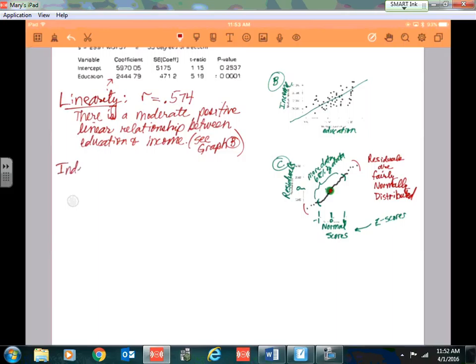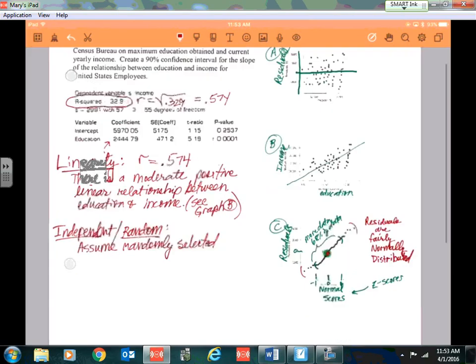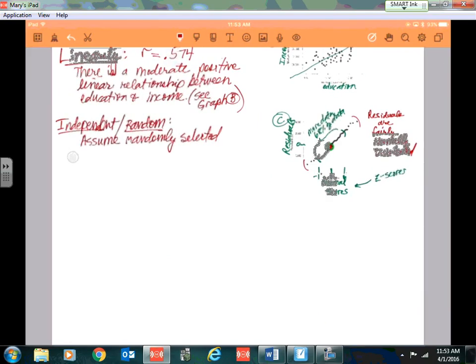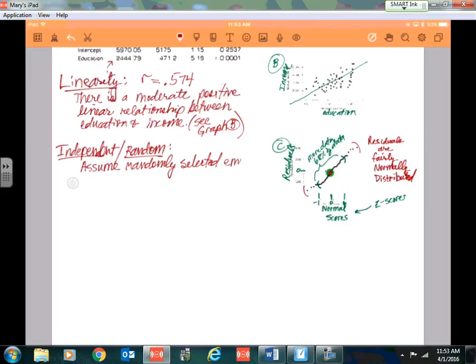Good. Independent and random. Now I'm about to just write down what I would put, and it's pretty generic. It's not even in context really. So we're going to assume randomly selected, what are these people? I guess employees, is that what it says? Yep, United States employees, randomly selected employees, okay?